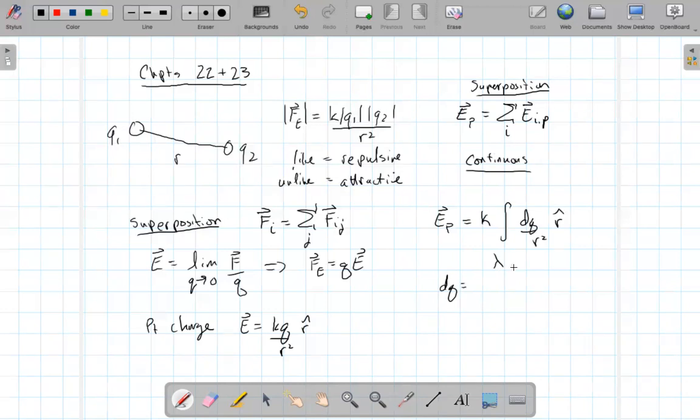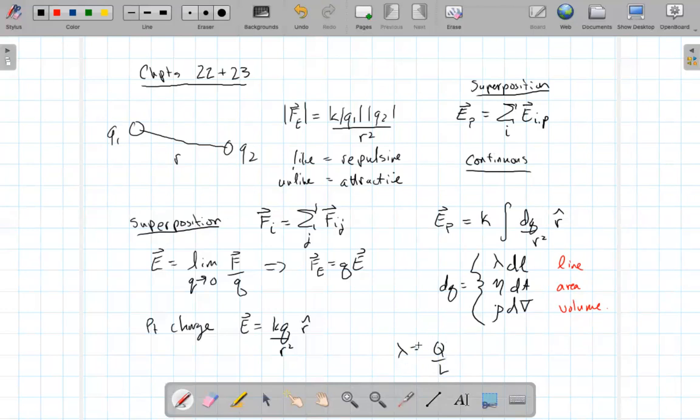So this is going to be either lambda dl, eta dA, or rho dV, depending on the type of symmetry that I have. So again, if I have a line symmetry, I would use the first one. If I have an area symmetry, I would use the second one. And if I have a volume symmetry, I would then use the third one. So by their definitions, lambda is equal to the charge per unit length.